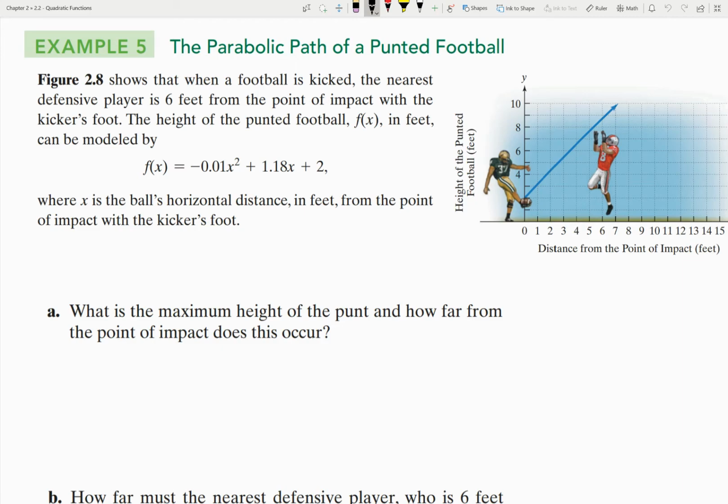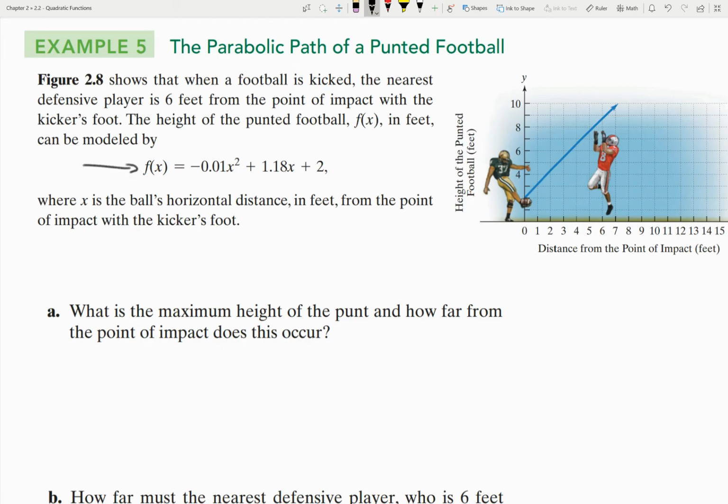So the question says, the picture shows that when a football is kicked, the nearest defensive player is 6 feet from the point of impact with the kicker's foot. The height of the punted football can be modeled with this quadratic equation, where x is the horizontal distance from the point of impact with the kicker's foot.